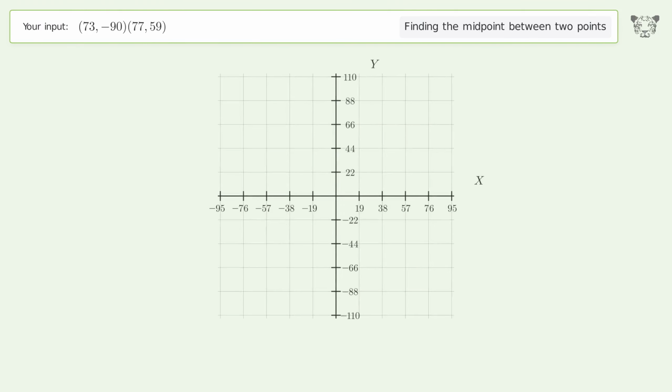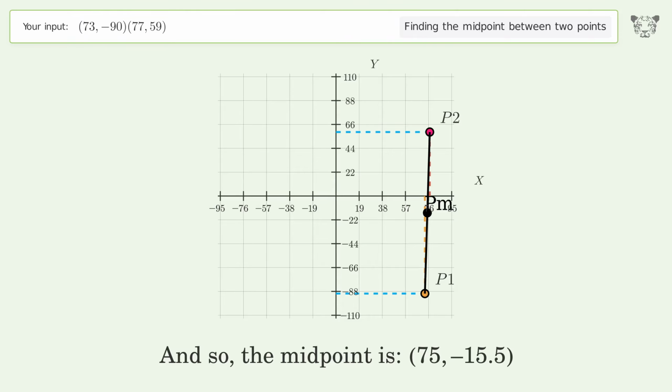And so, the midpoint is 75, negative 15.5.